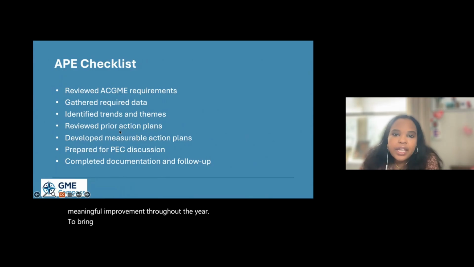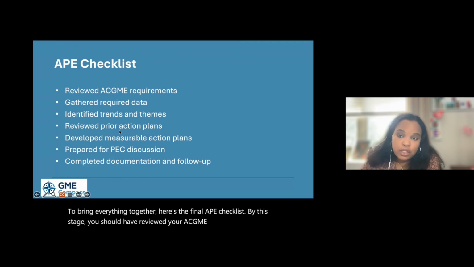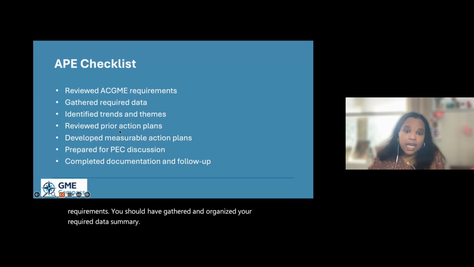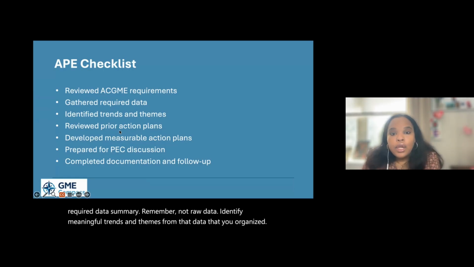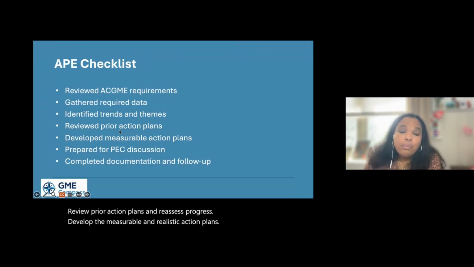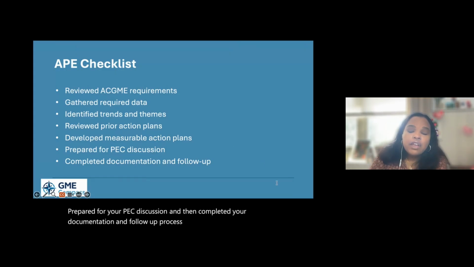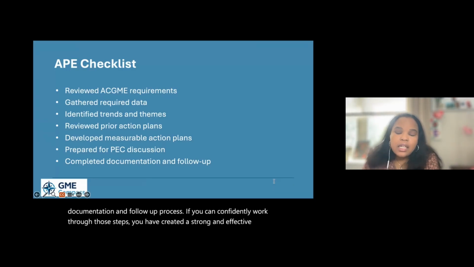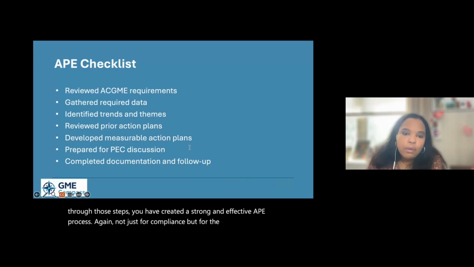To bring everything together, here's the final APE checklist. By this stage, you should have reviewed your ACGME and specialty specific requirements. You should have gathered and organized your required data. Summary, remember, not raw data. Identify meaningful trends and themes from that data that you organized. Review prior action plans and reassess progress. Develop measurable and realistic action plans. Prepare for your PEC discussion, and then complete your documentation and follow-up process. If you can confidently work through those steps, you have created a strong and effective APE process. Again, not just for compliance, but for meaningful program improvement.